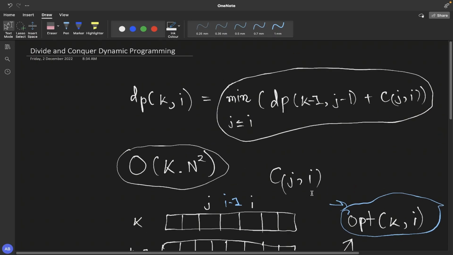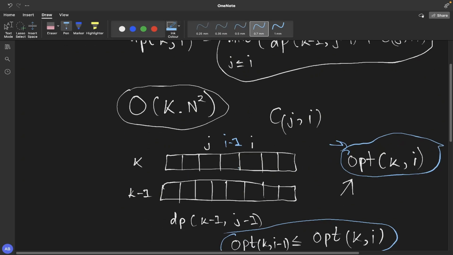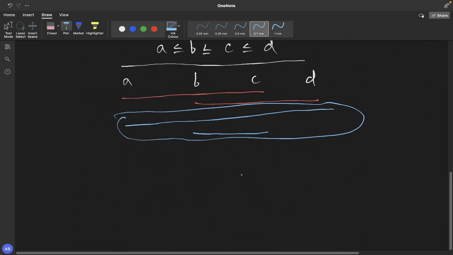Now, the order we're currently computing these opt values in is basically you check a particular i, and then you check all the values before it. You take an i, and then you check all the values before it. But with this property, we can do something better. And let's look into that right now. And this is where the divide and conquer part actually comes in.